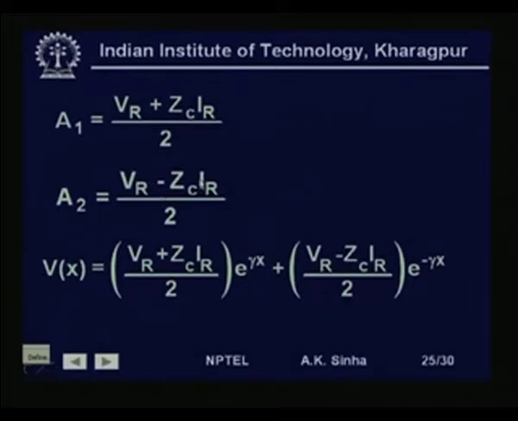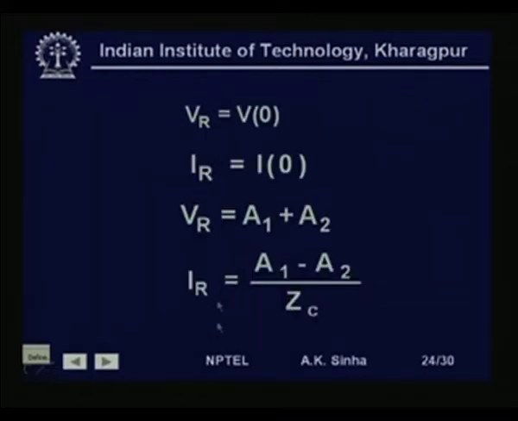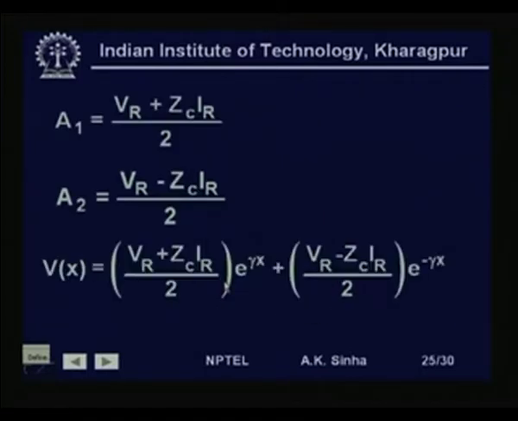From these two relationships, A1 plus A2 is equal to Vr and (A1 minus A2) by Zc is equal to Ir, we can calculate A1 and A2. A1 comes out to be equal to (Vr plus Zc into Ir) by 2, and A2 will come out to be equal to (Vr minus Zc into Ir) by 2.